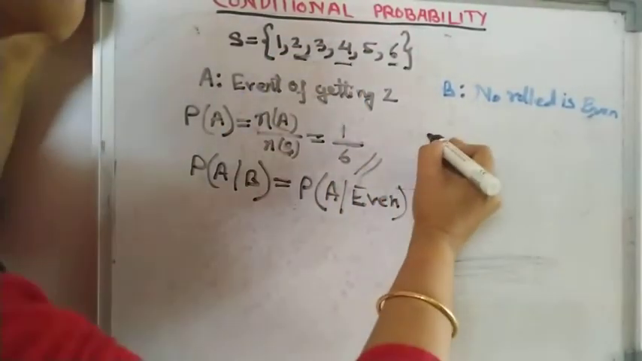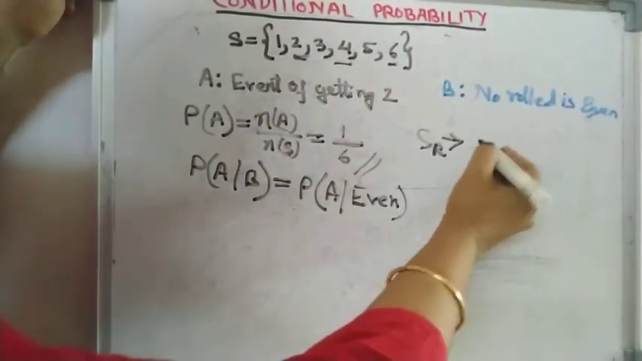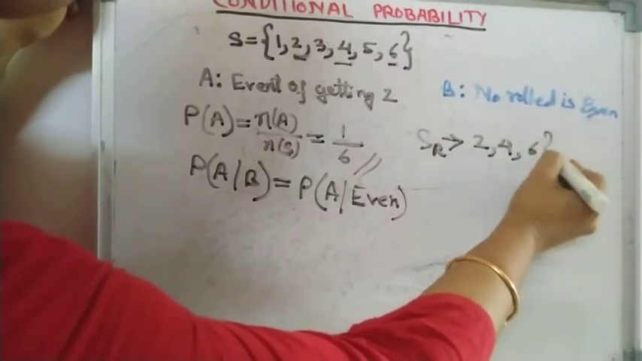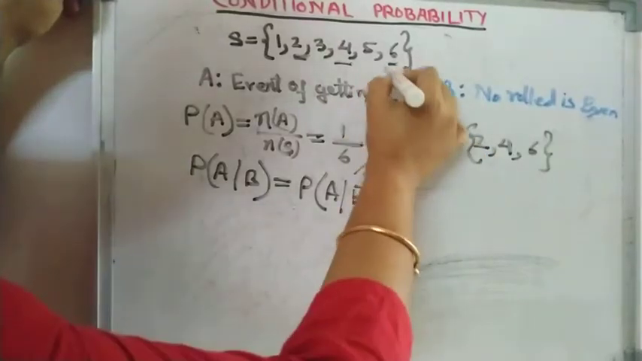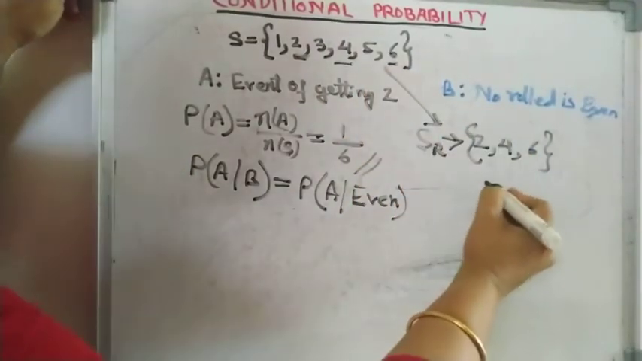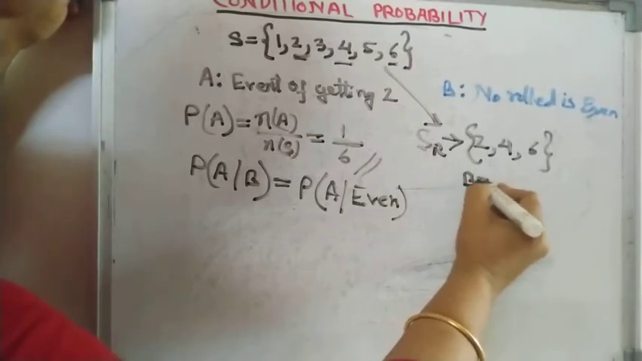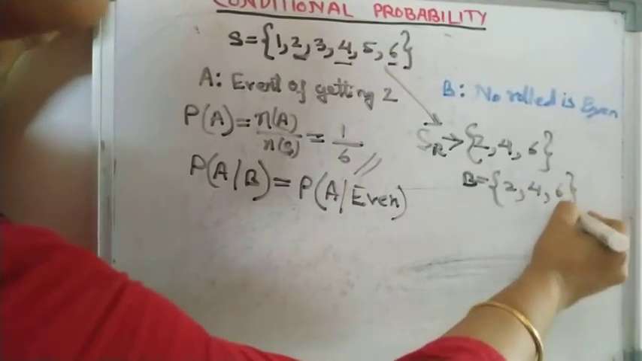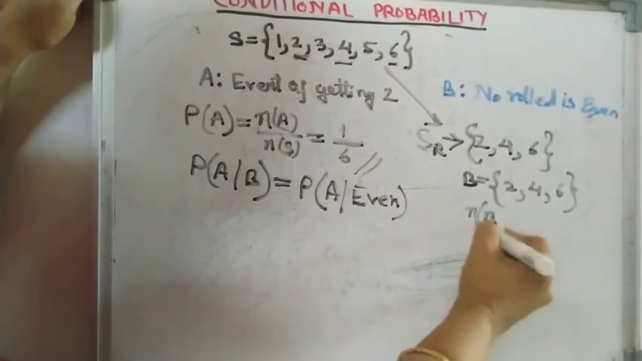So our sample space will be reduced, our concentration will become only on these 3 numbers, 2, 4, 6, which is our B event. This sample space will be reduced to this, which is our B event. So these are the cases which are favorable to B. Now NB is how much? 3.